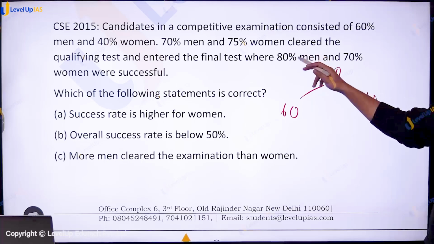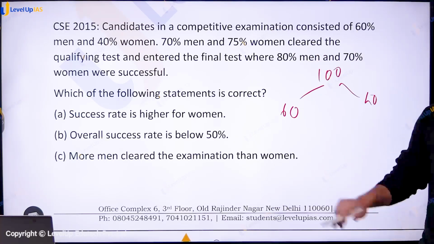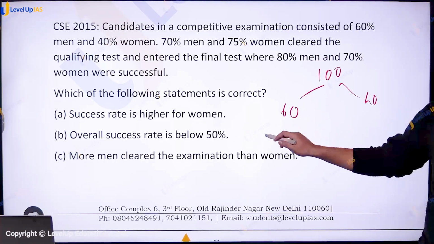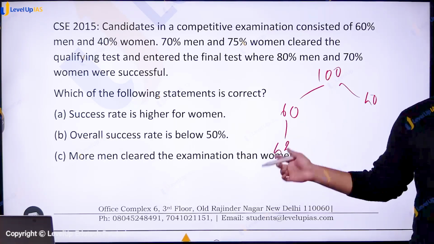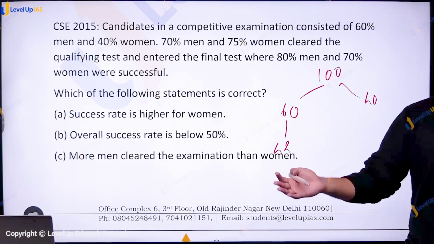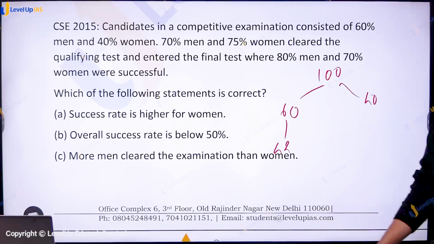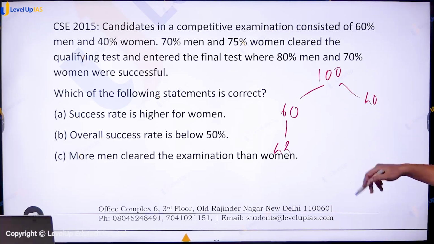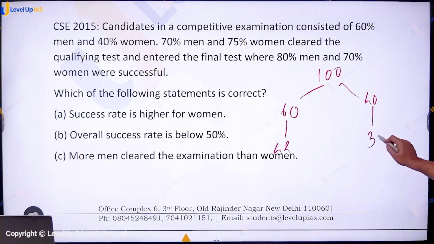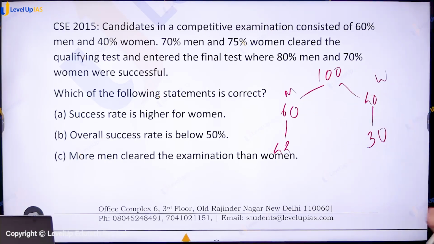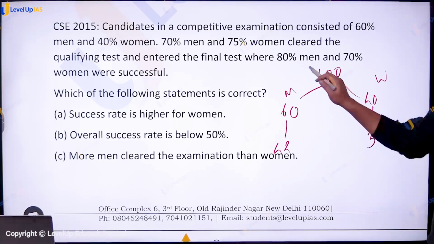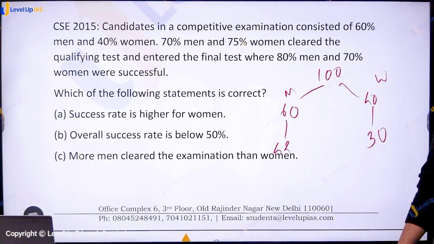70% men and 75% women cleared the qualifying test. 70% of 60 is 42. You can divide into 10. 6 into 7. And 75% of 40 is 30. 75% is 3/4. This is men, this is women. And 80% men and 70% women were successful.